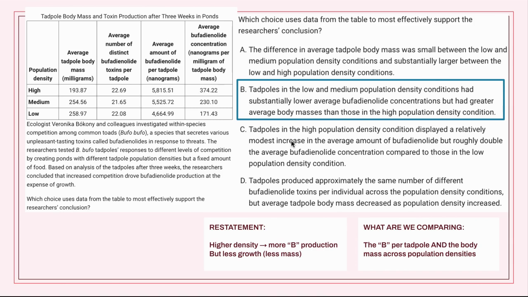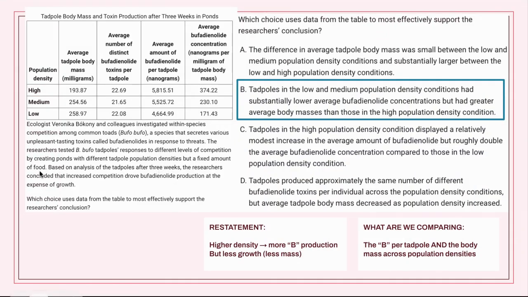C, tadpoles in the high population density condition displayed a relatively modest increase in the average amount of bufalene, but roughly double the average concentration compared to those in the low population density. It is comparing stuff about the toxin, but again, it's not even addressing the mass part, which is still part of the conclusion, right?